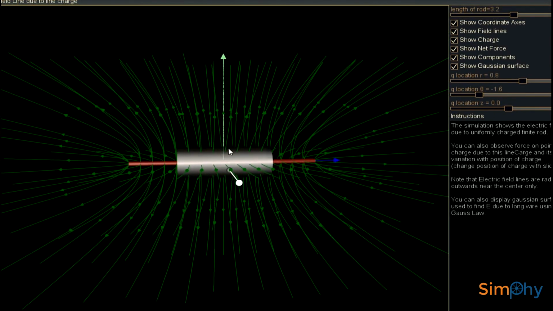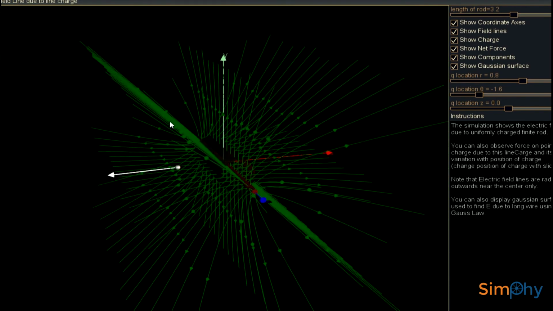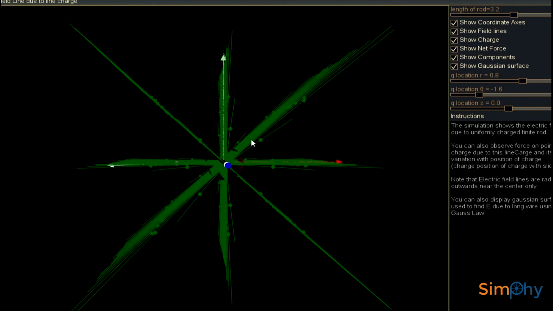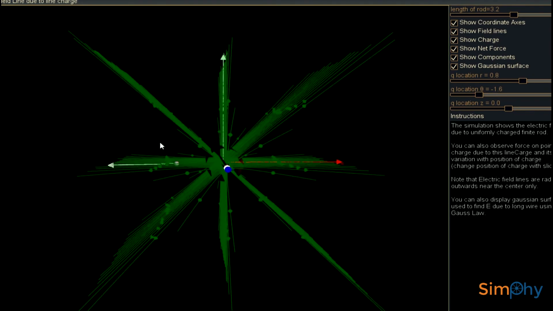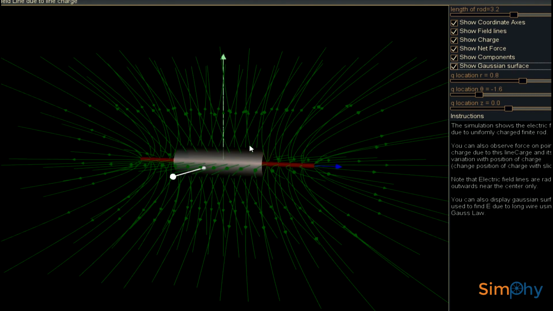At the center of the rod, you can see that the field lines are radially outward, as we use for approximation. From this view, you can see that the field lines are radially outward. This is the Gaussian surface of the rod, which you can see here.